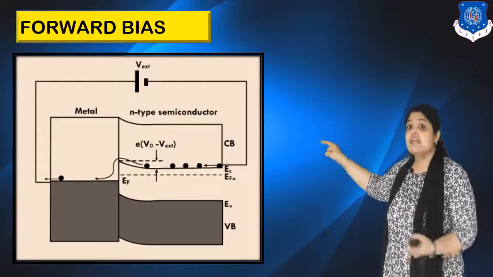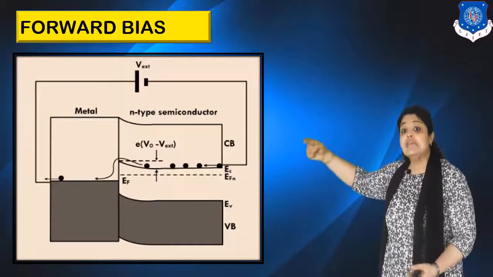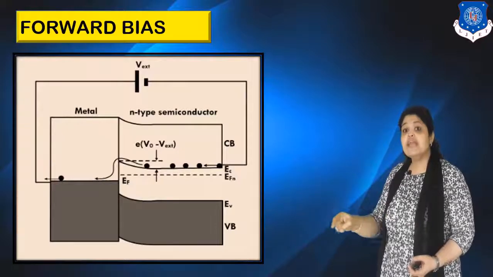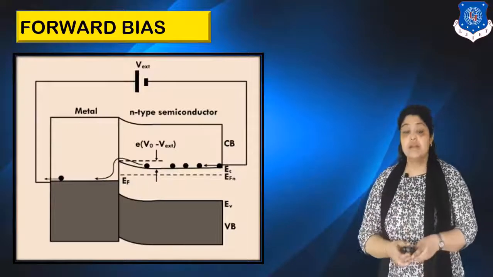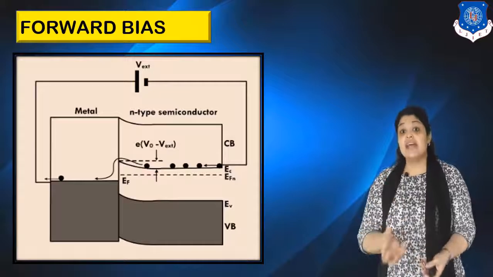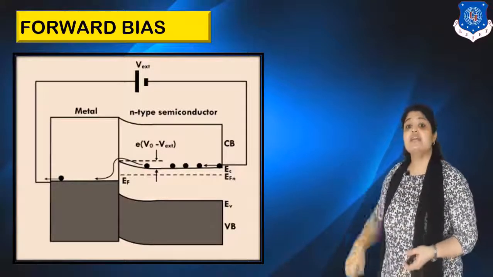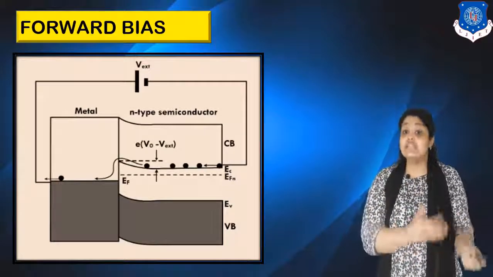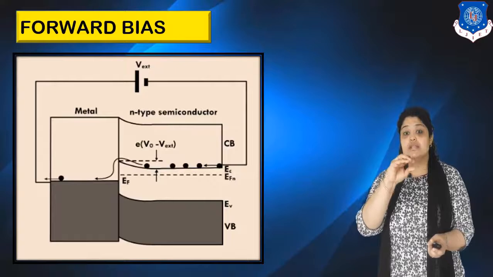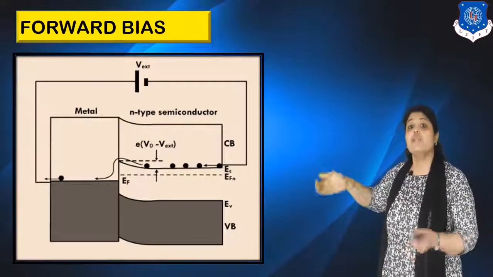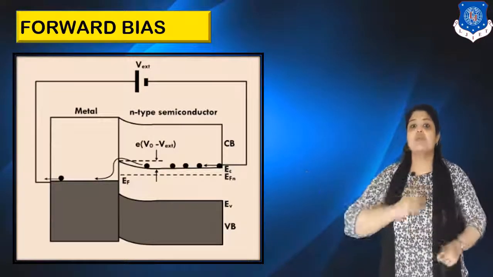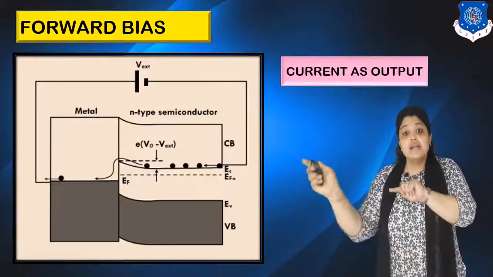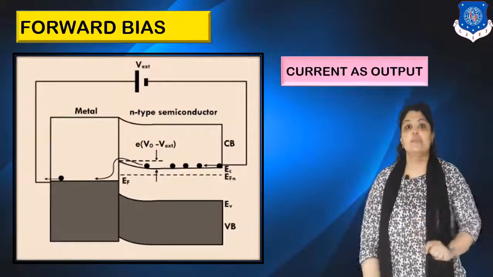But in this particular case, what happens? We have connected the negative terminal to the N side. That means this negative terminal will move the electrons towards the metal. Or I can say the barrier reduces as (V0 minus V external) times e. That means whatever the barrier V0 initially was there, now that reduces. You can also see the slope has reduced and the electrons are moving on to the metal. That means I say there is current. There is a continuous flow of electrons from N-type to metal.